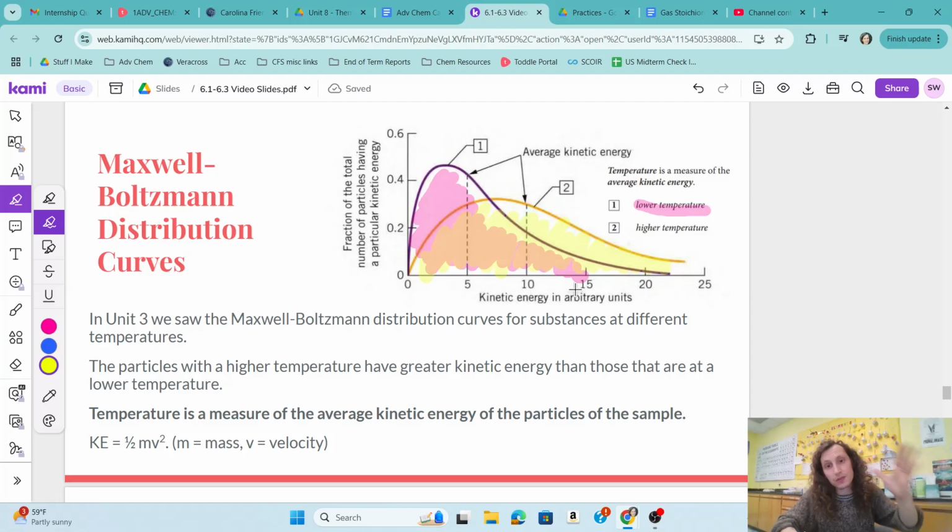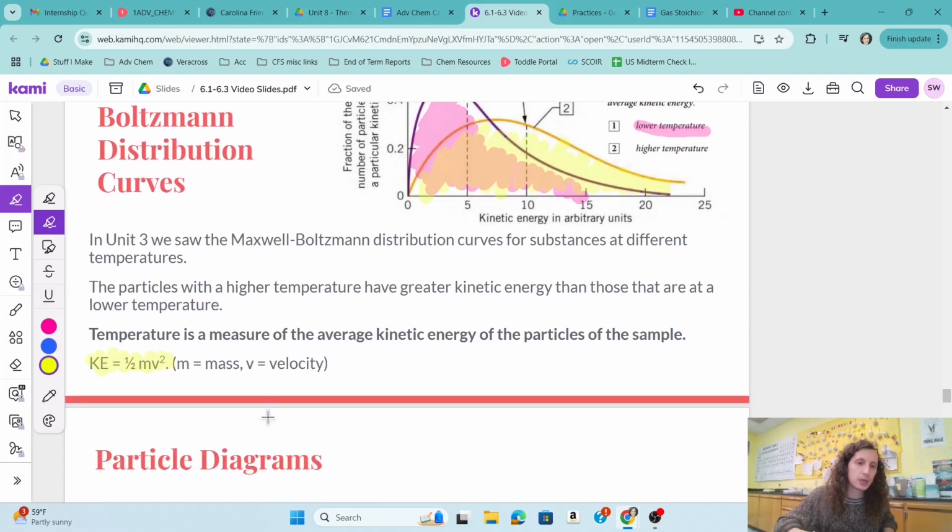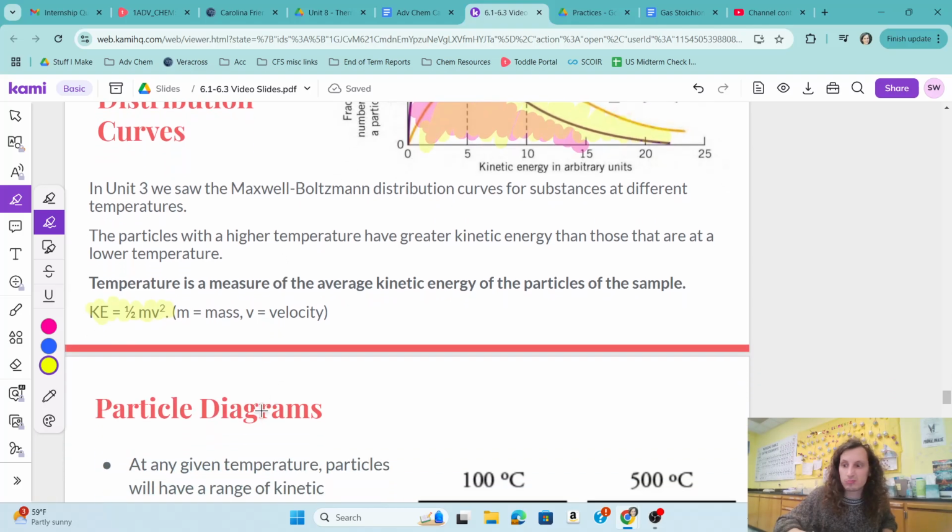So as I shift to the right, I also need to squat it down because my y-axis really just tells me how many particles have that energy. This is really just like frequency. You could think of it like that, a frequency y-axis, where the x-axis is how fast are they moving? How much kinetic energy did they have? And I mentioned this in the previous video, but kinetic energy is related to mass linearly and velocity exponentially squared.